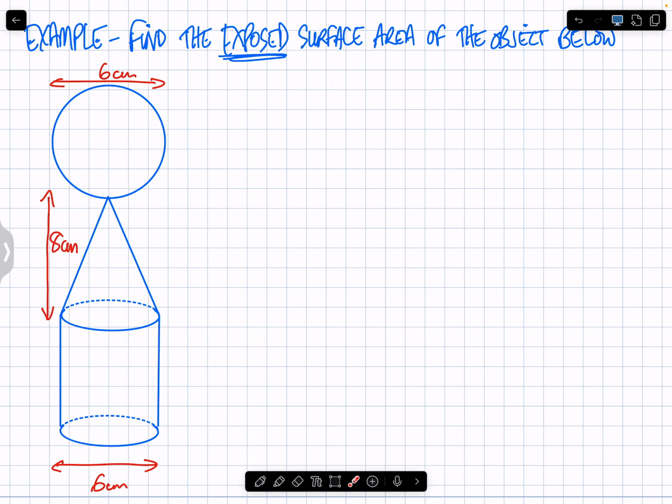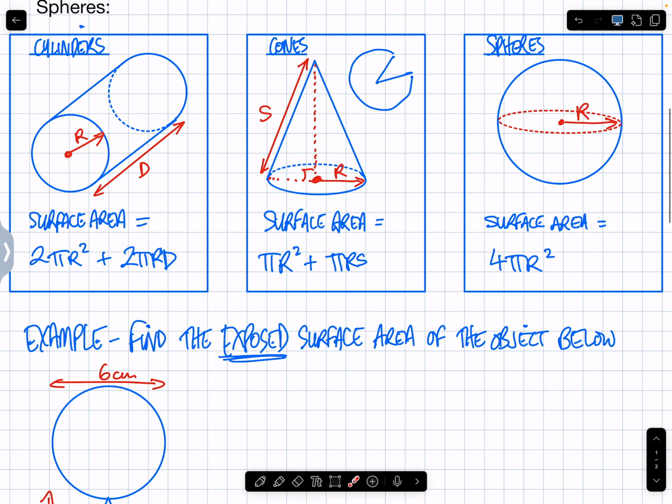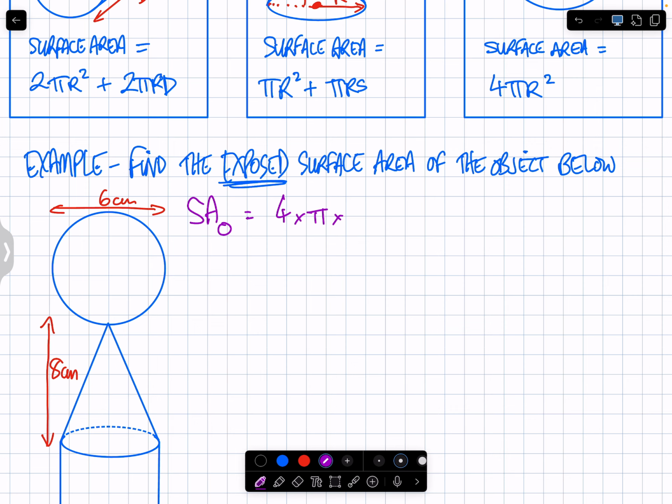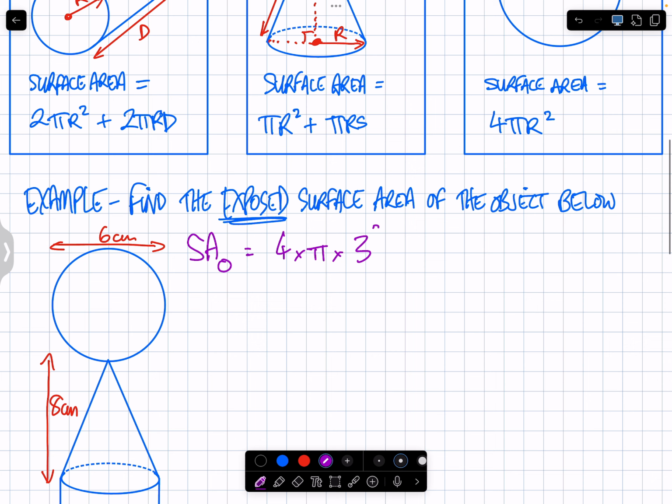So we need to consider taking those away after, because the formula that I've given you just gives you the full surface area. So let's find the surface area of the sphere at the top. SA sphere equals 4 times by pi times by. Does the sphere tell me the radius of it, or does it tell me the diameter? It tells me the diameter, so the radius would be what? Half of that, so it would be 4 times by pi times by radius squared.